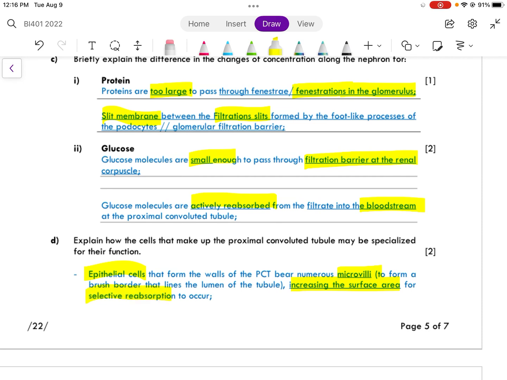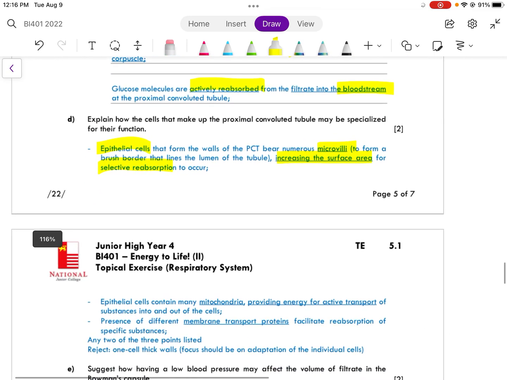That's one adaptation. Another adaptation you can mention is that they have a lot of mitochondria, which provide energy for active transport. You can also mention the presence of many membrane transport proteins that allow for the reabsorption of specific substances. Any two of the three will give you the mark.